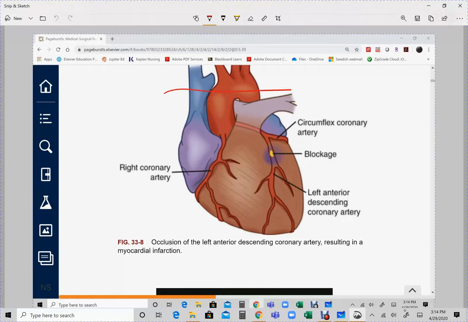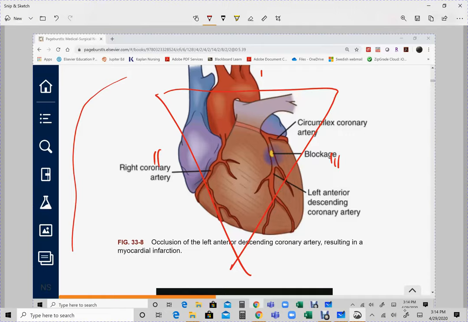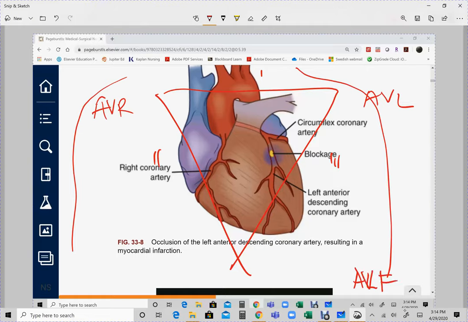All right, so let's say this is our Einthoven triangle. Lead 1, lead 2, lead 3. So this is the patient's chest. This is the shoulder right here. This is aVR, aVL, aVF. And then you have V1, V2, V3, V4, V5, V6.